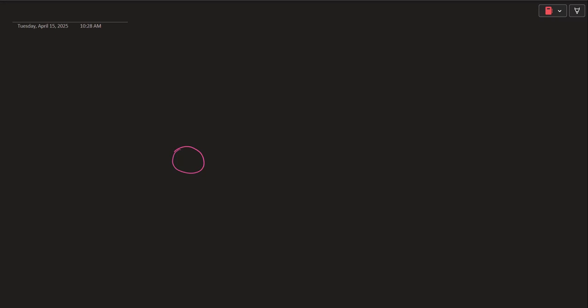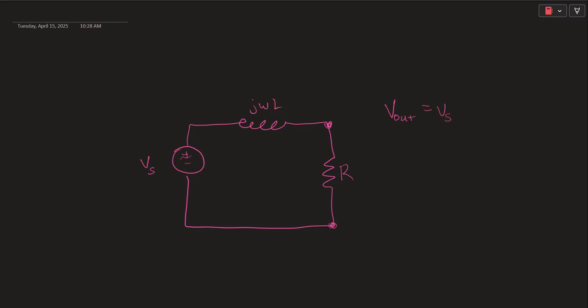Let's look at a generic RL circuit. We have our voltage here, and this would be j omega L, and this would be R. Our voltage out is going to be our voltage over the resistor. So V out, using voltage division, would be Vs times R over R plus j omega L.